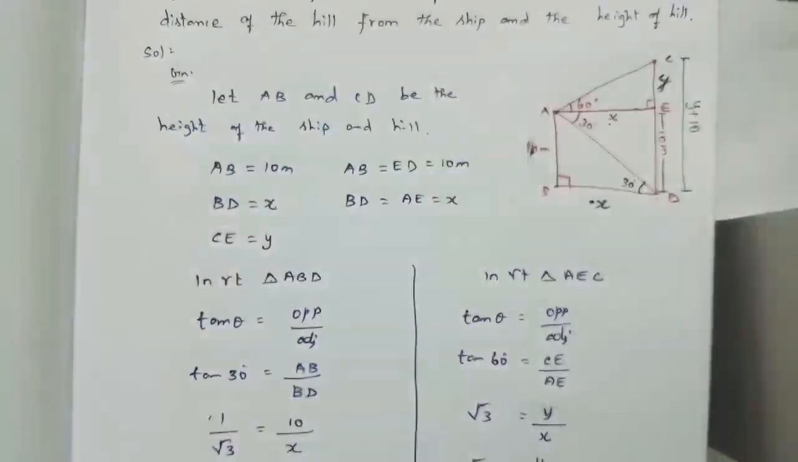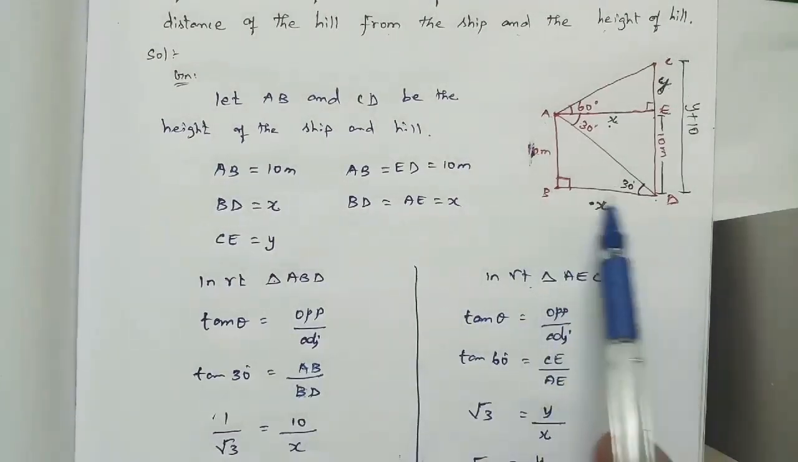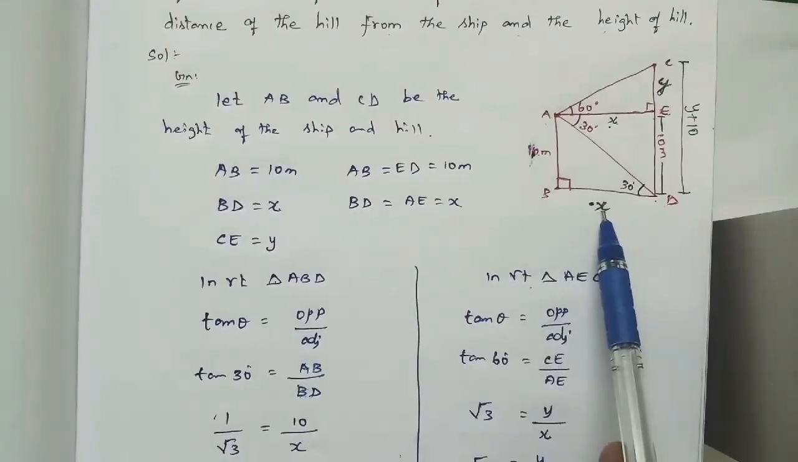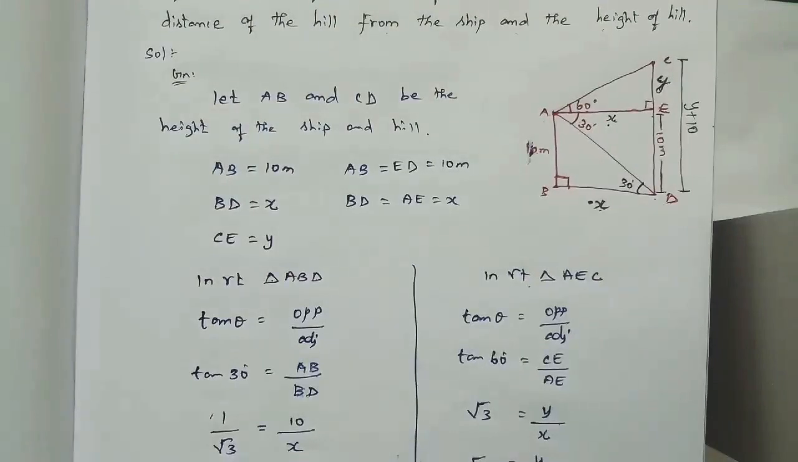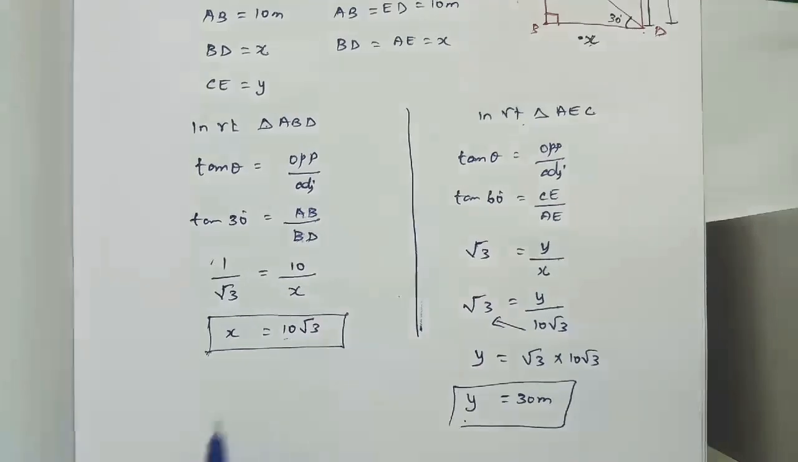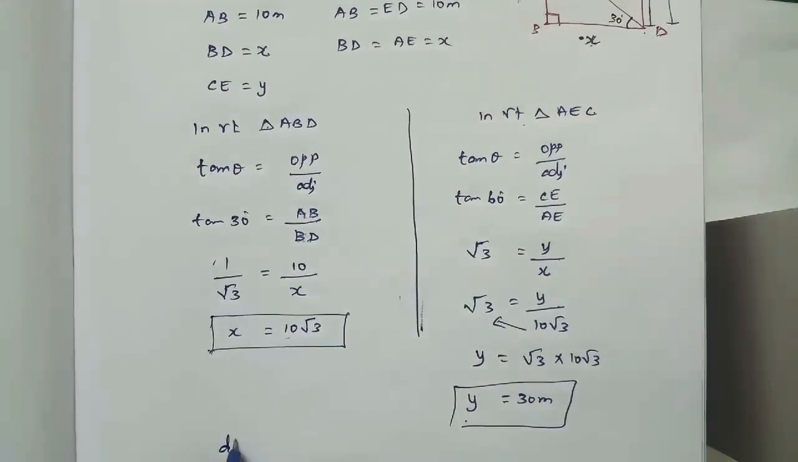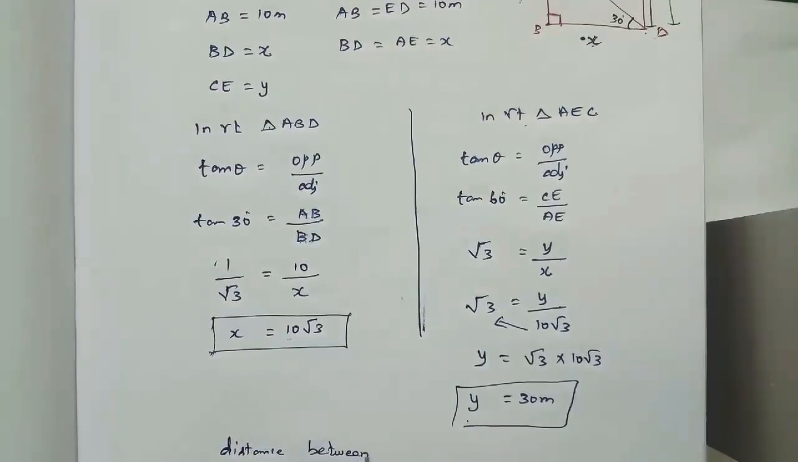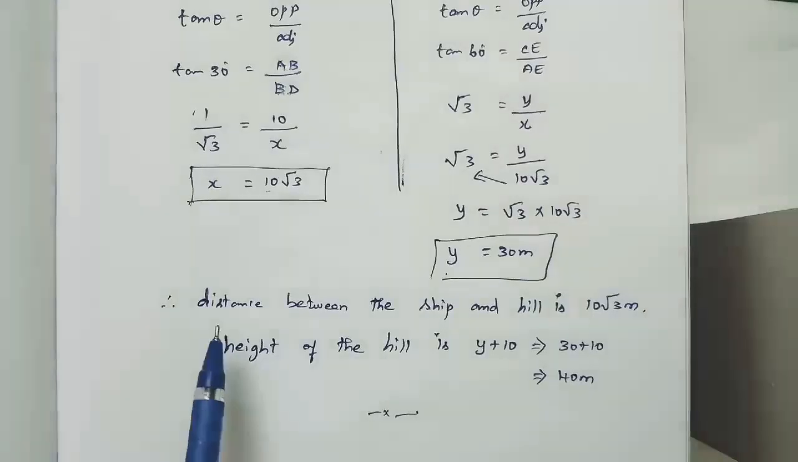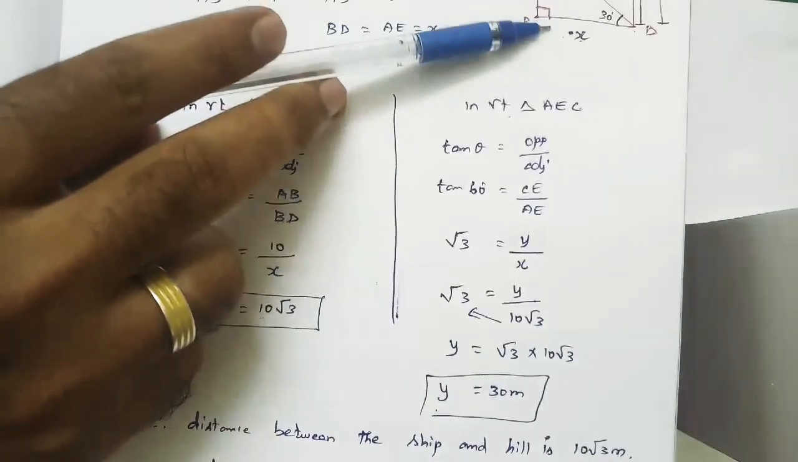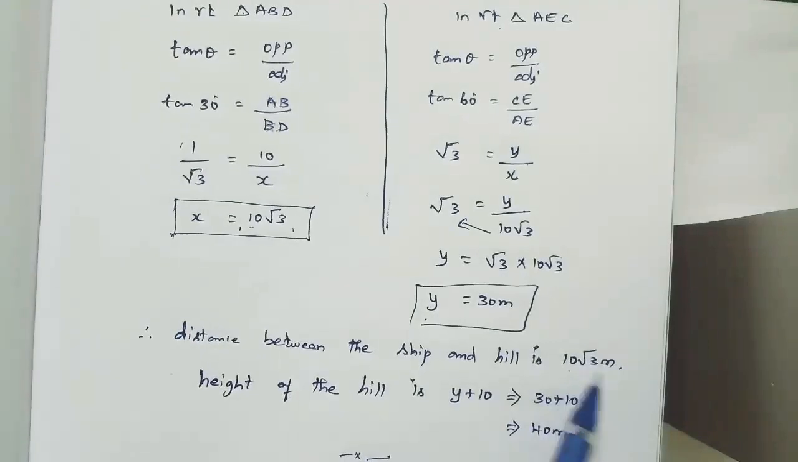So what are the things we want to find? We want to find the distance between the ship and the hill, which is nothing but x, and the height of the hill, which is nothing but y plus 10, right? So first I am going to find the distance. Already we have found that x is the distance, 10 root 3. So the distance between the ship and the hill is x. What is the value of x? 10 root 3.